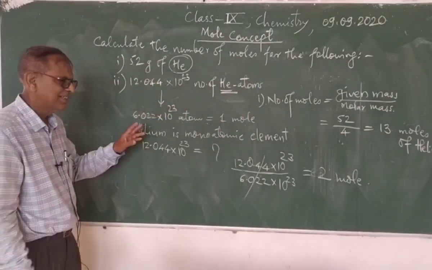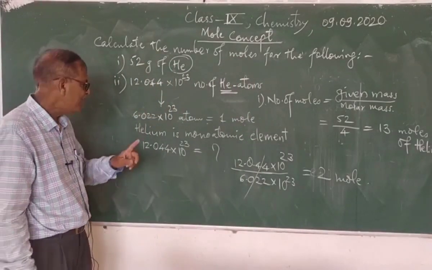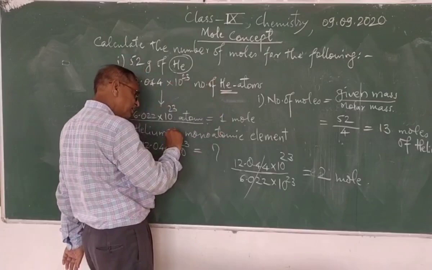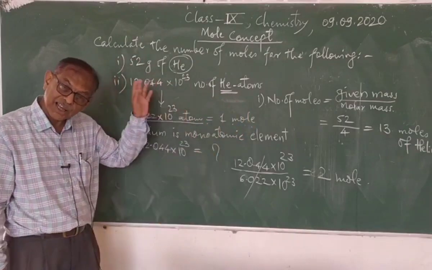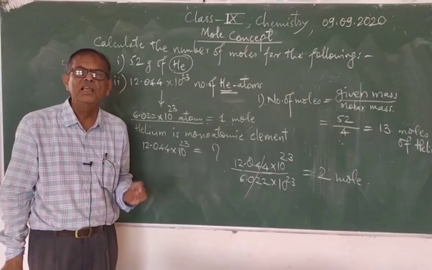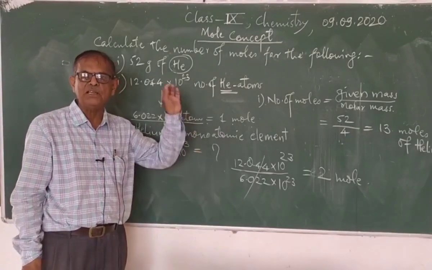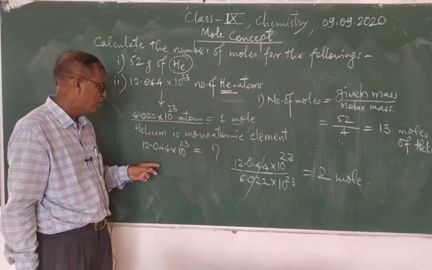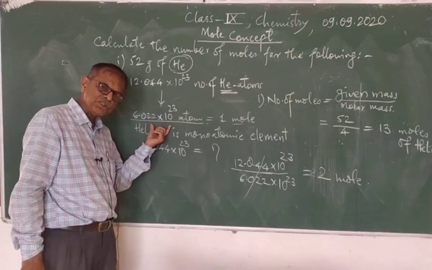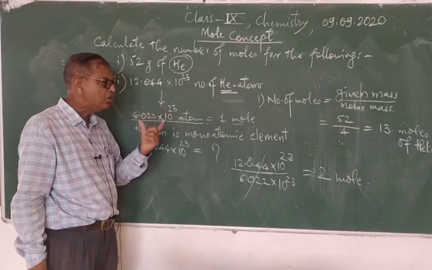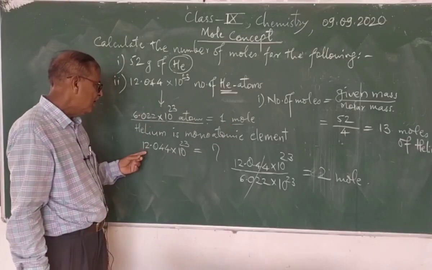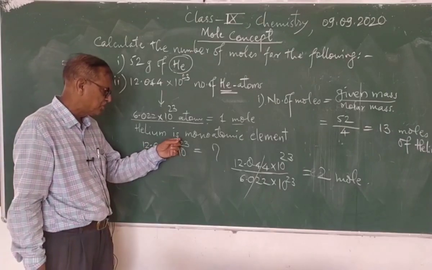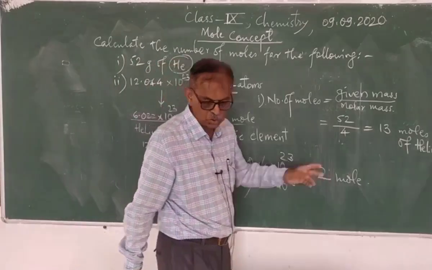Have you all got the idea? 6.022 into 10 raised to power 23 atoms or molecules is equal to 1 mole for helium, because helium is a monoatomic molecule, and therefore this much number of atoms or molecules is equal to 1 mole of helium. Clear? And therefore 12.044 into 10 to the power 23 is equal to 2 moles.